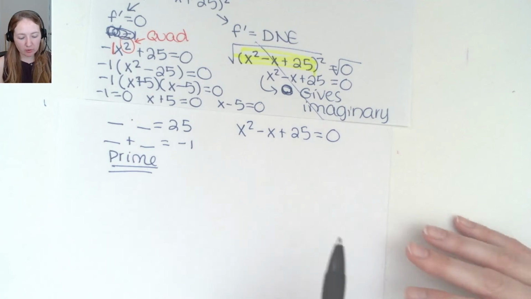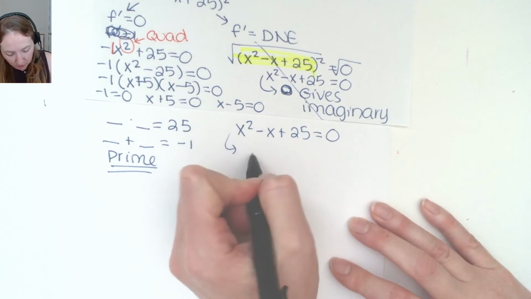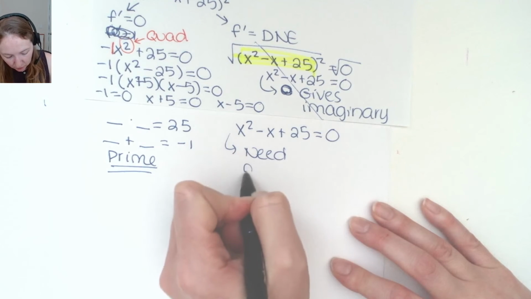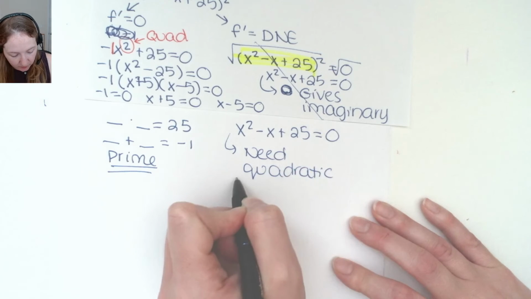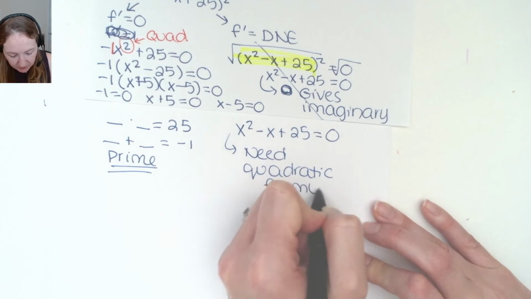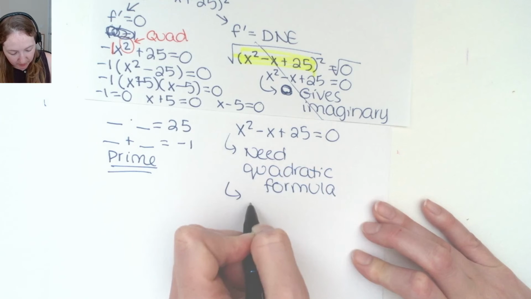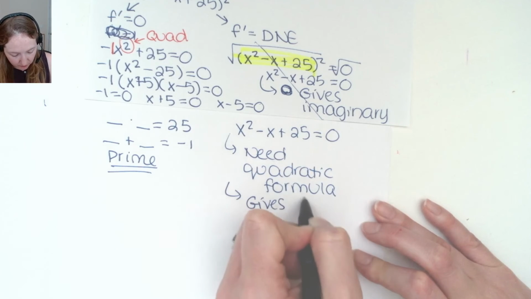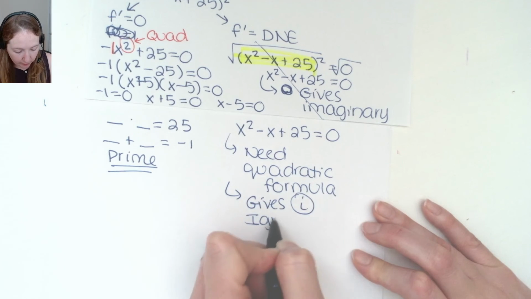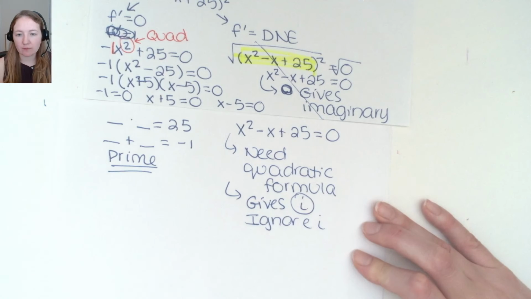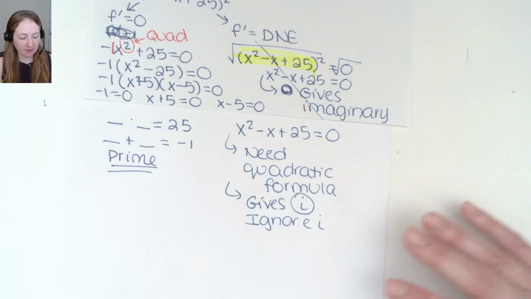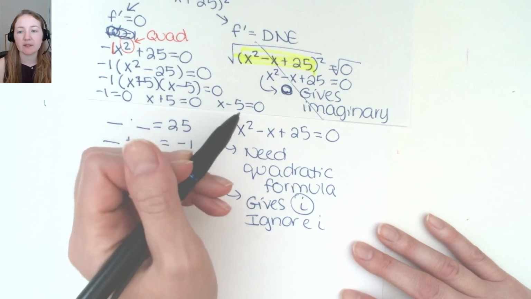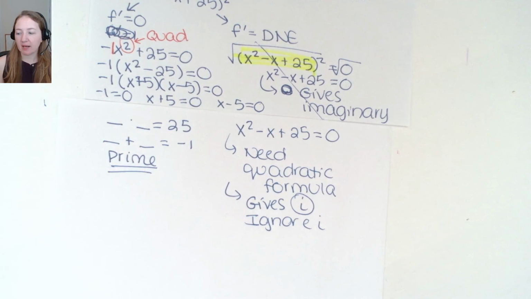So long story short, when we solve this, we would need the quadratic formula as shown in the domain video. And when we use that quadratic formula, it does give imaginary solutions, and so we would ignore those imaginary solutions. So the only critical number that is coming out of this is that x is equal to +5. The +5 was actually in the interval of interest.